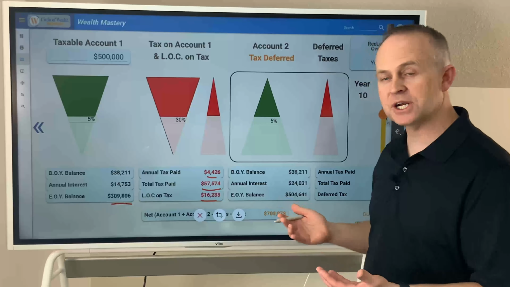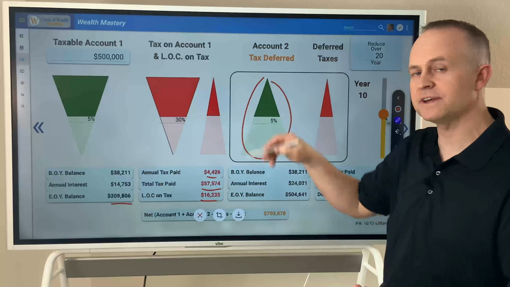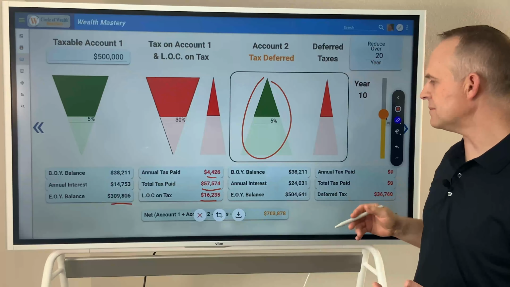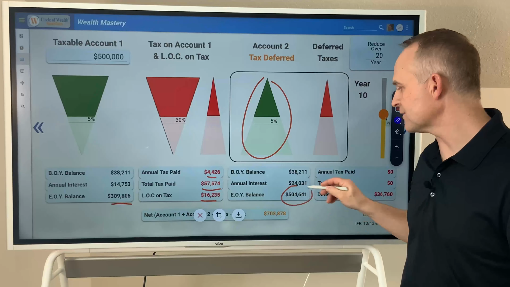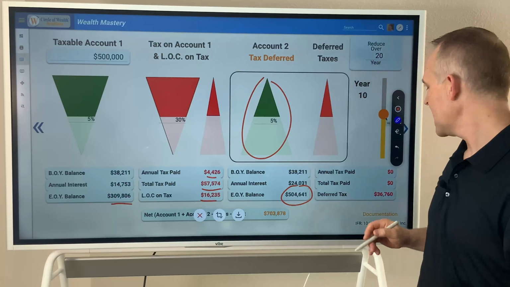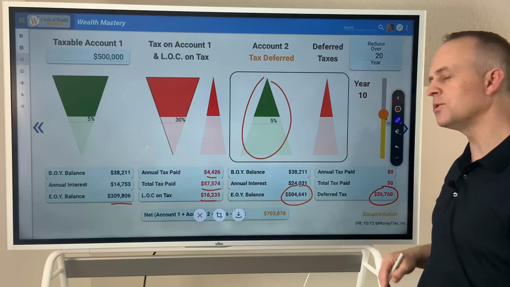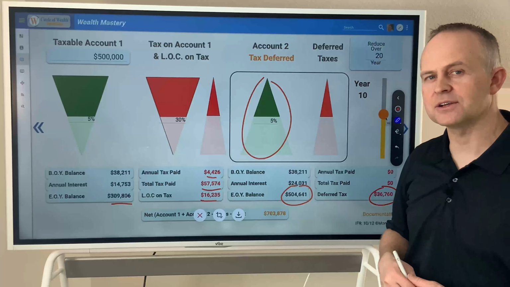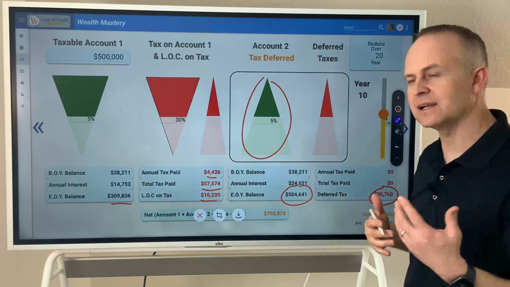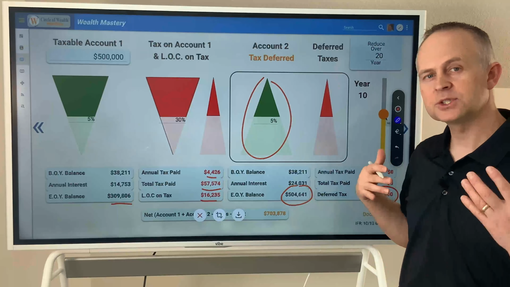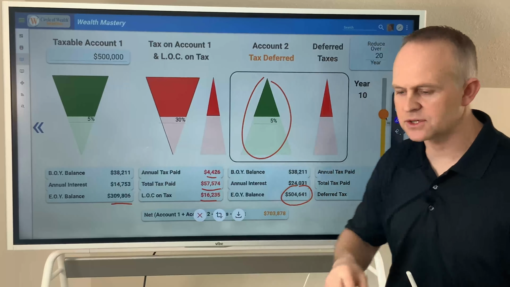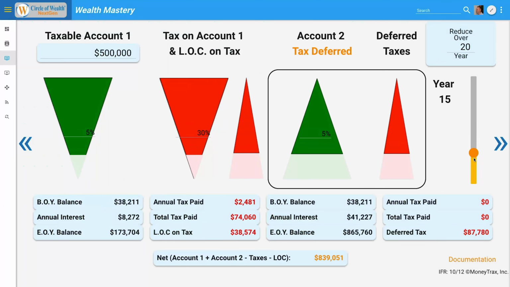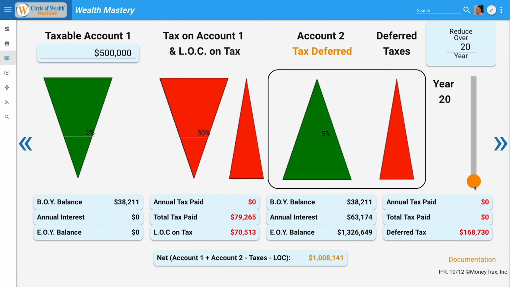Now our tax deferred account is also compounding interest at 5%. And that money has grown to $504,000 so far. And we've postponed, or we've deferred, some taxes of $36,000, but we don't have to pay those taxes on an annual basis, right? So we've picked up some savings there. Now let's go ahead and continue down and look at the next 10 years as the money grows.